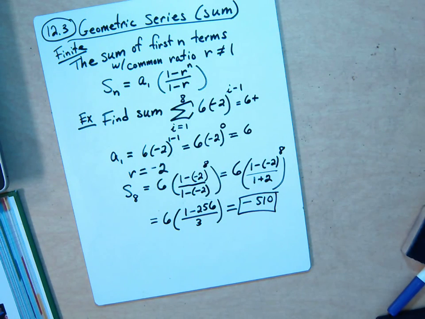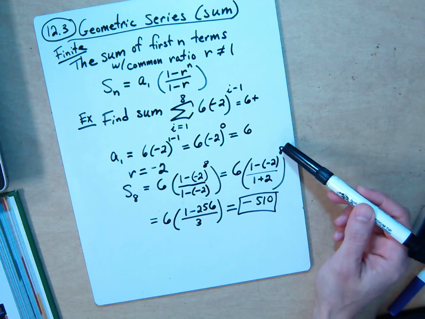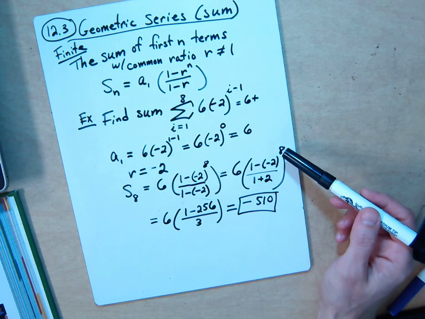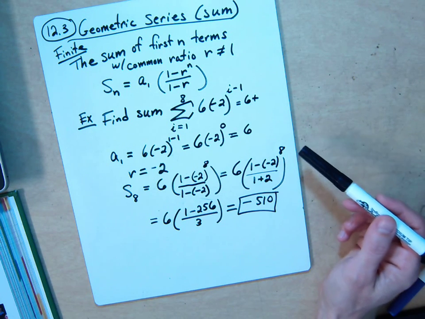Kylan, yes? So why doesn't negative 2 become positive? Oh, because any negative number raised to an even power would end up being positive. It's like squaring something. If it were an odd power, it would stay negative. That's a great question. Thank you.